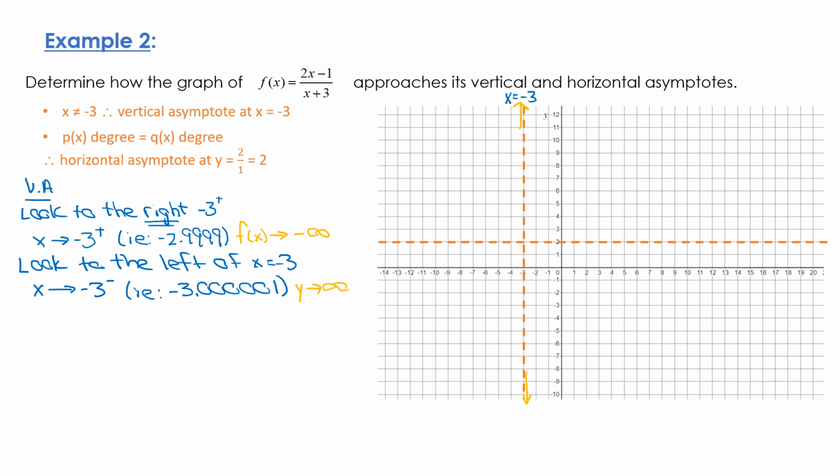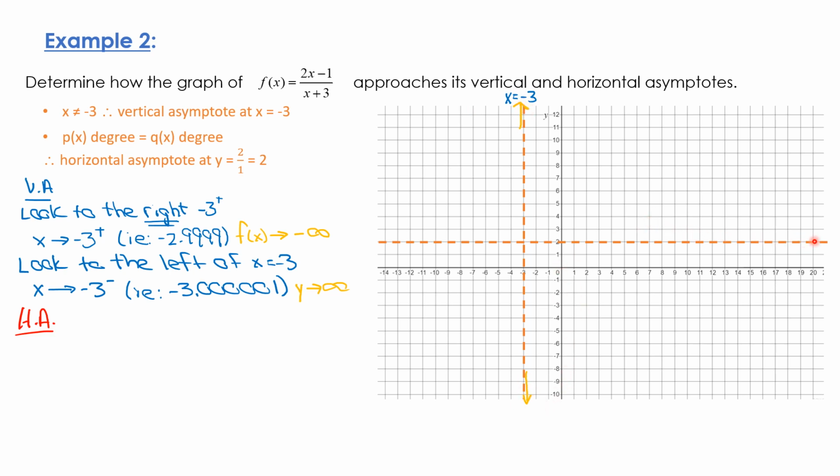So now let's talk about the horizontal asymptote. HA for horizontal asymptote. For the horizontal asymptote, we want to look at the end behavior. This one's a little bit easier because the horizontal asymptote has one end over here and one end over here. The vertical asymptote had one end at the top and one end at the bottom.